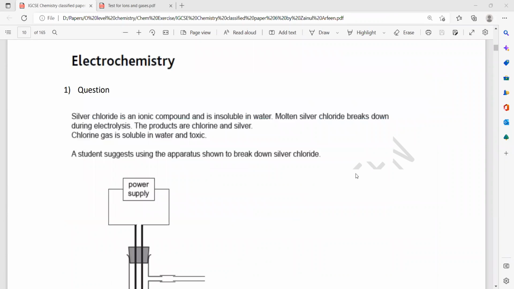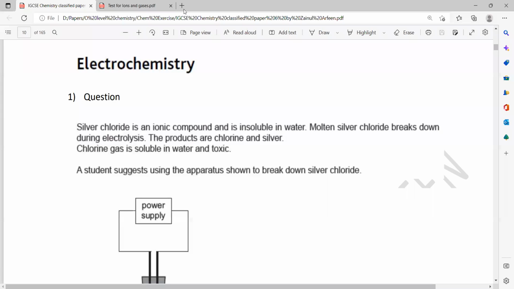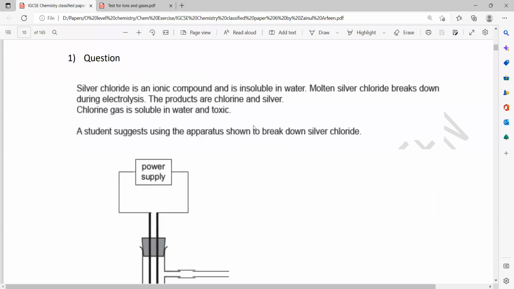We start with our first topic from electrochemistry. So in this question, silver chloride is an ionic compound and is insoluble in water. Molten silver chloride breaks down during electrolysis. The products are chlorine and silver.